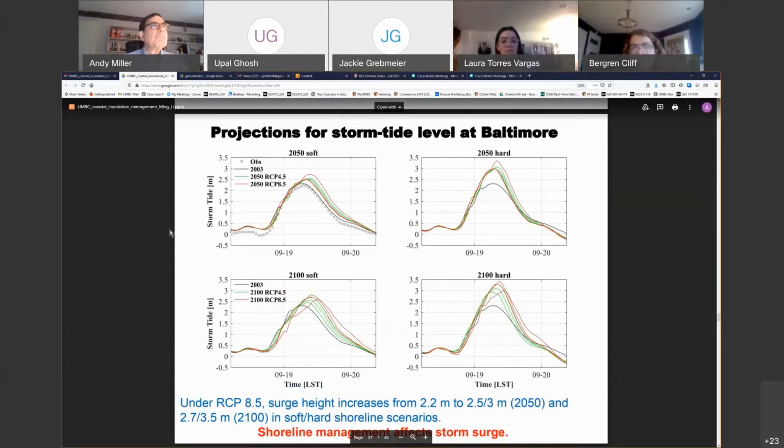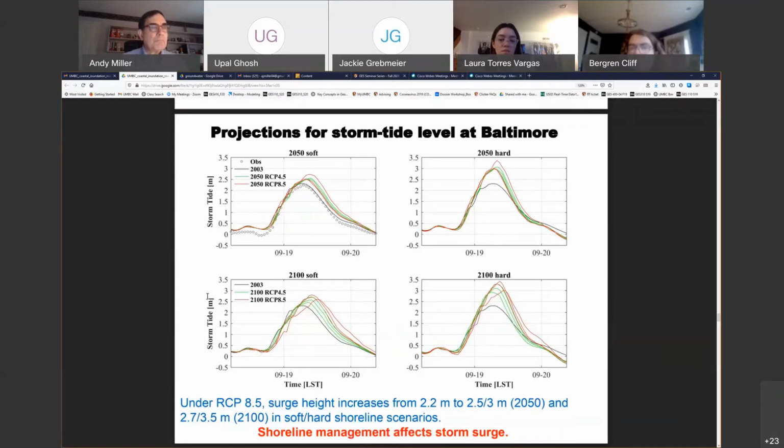in 2003 to about 2.5 meters in 2050 for the soft shoreline scenario, even higher, about 3 meters in the hard shoreline. Much bigger change in 2100. You're going to get the storm surge tide increasing to about 2.7 meters for soft shoreline, but 3.5 meters in hard shoreline scenarios. So much bigger increase when you have soft versus hard shoreline.